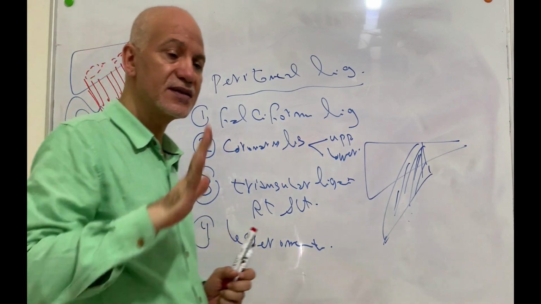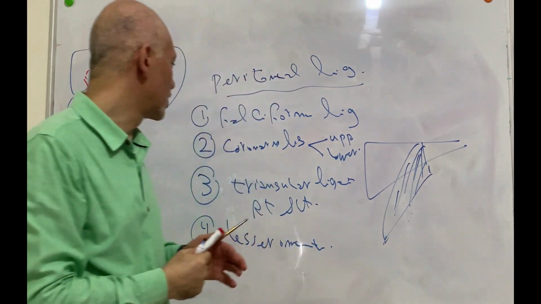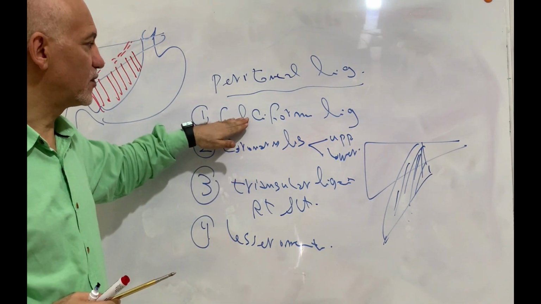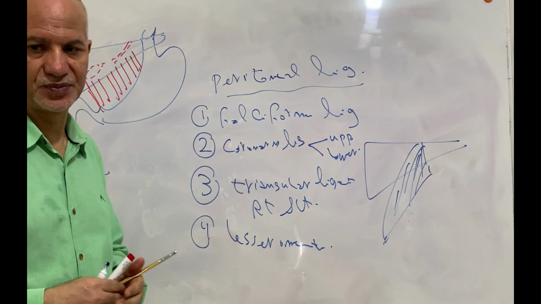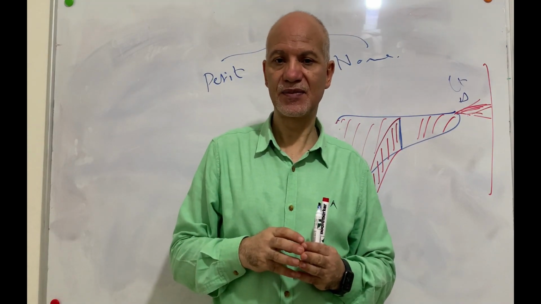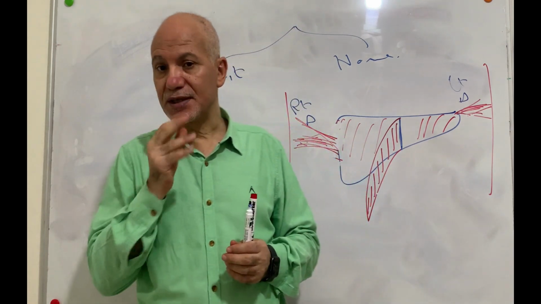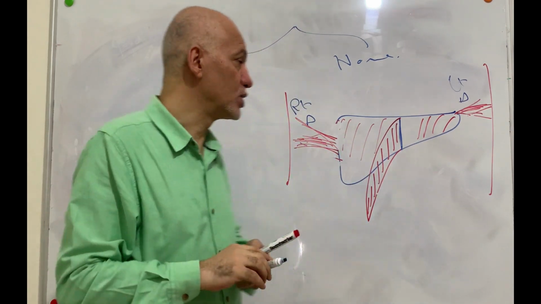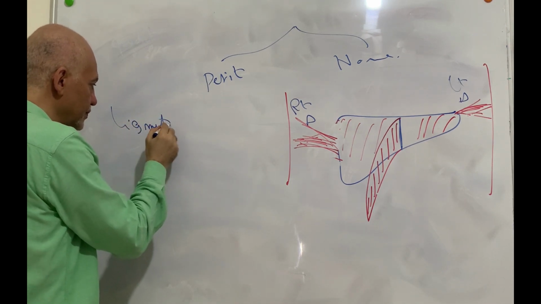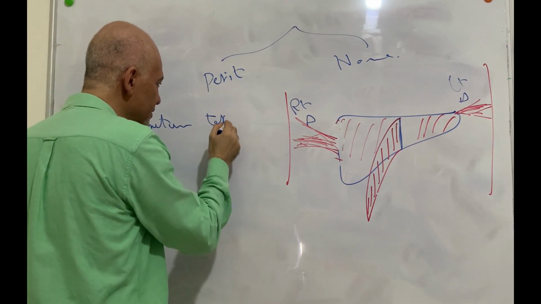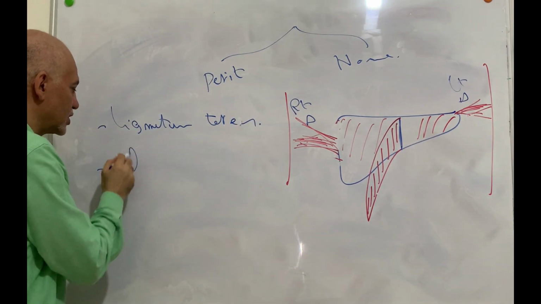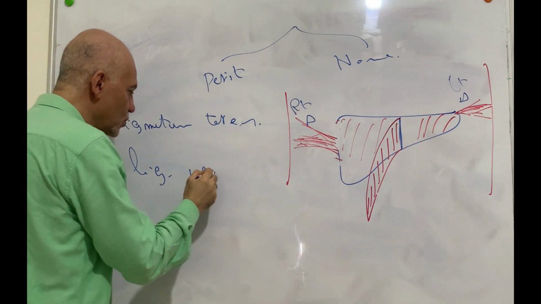Peritoneal ligaments, 6 ligaments: 2 triangular and 2 coronary, this is 4, plus the falciform and lesser omentum. Non-peritoneal ligaments. There are 2 non-peritoneal ligaments called ligamentum teres and another ligament called ligamentum venosum.